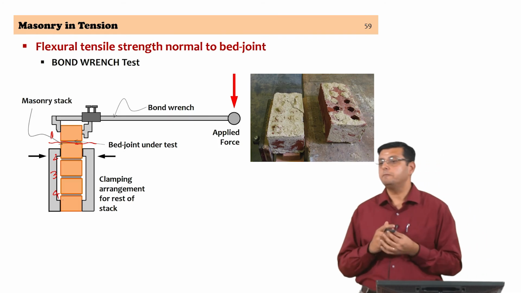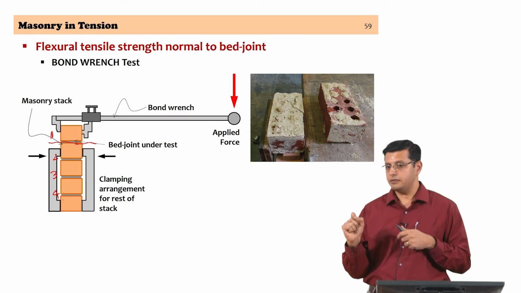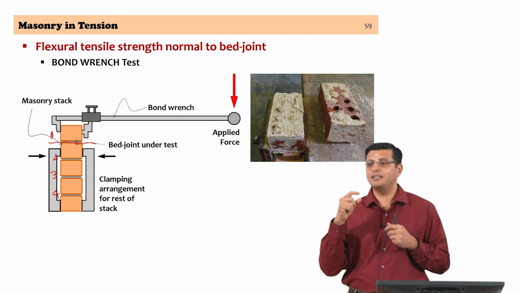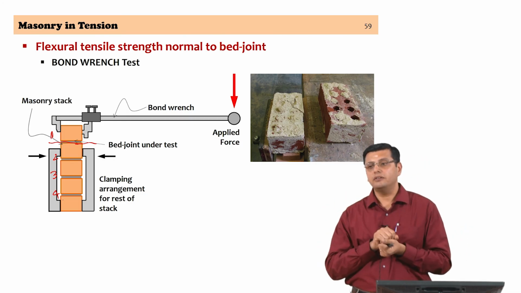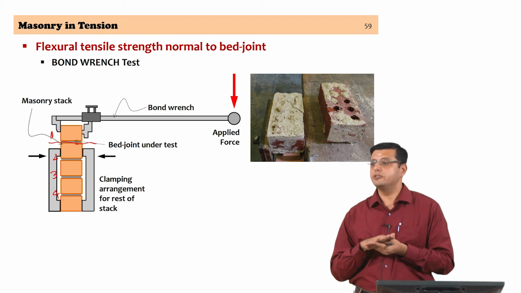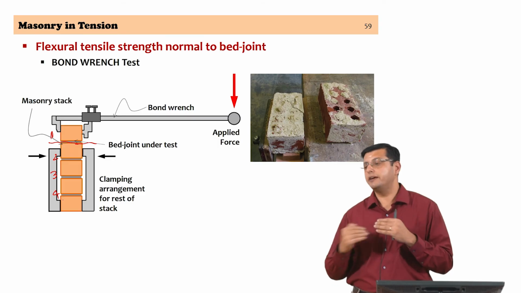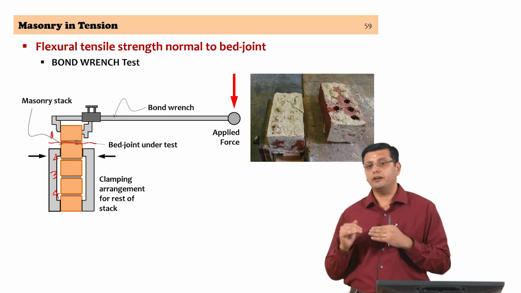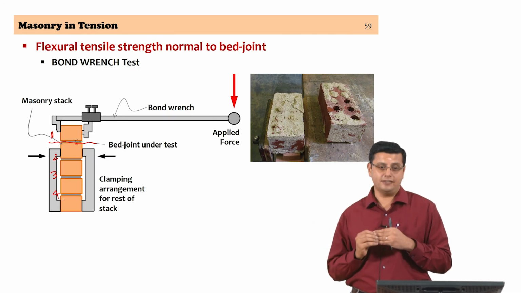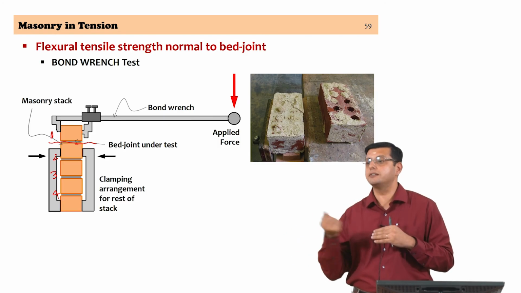You expect failure at the mortar unit interface, or you can have failure inside the mortar itself. So, if the tensile strength of the mortar is low, you can have the failure within the mortar, but if the tensile strength of the mortar is good and is higher than the joint tensile strength, you can have failure in the interface itself. You can have an undesirable performance where the mortar has good tensile strength, the interface has good tensile strength, but the unit has poor tensile strength. You can have a situation where a part of the brick unit is ripped off in the test.